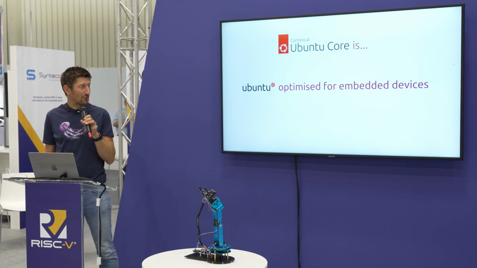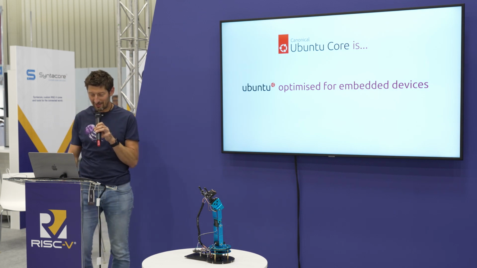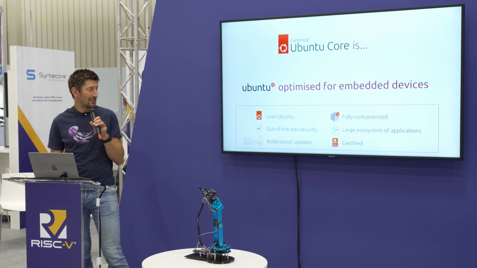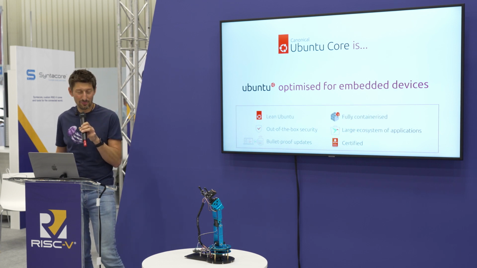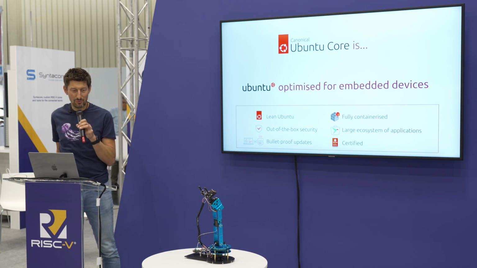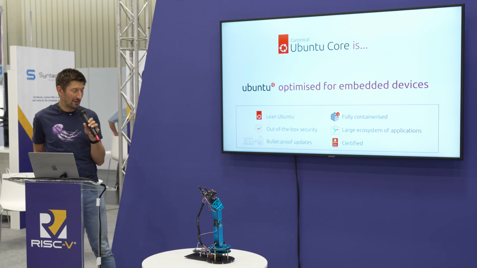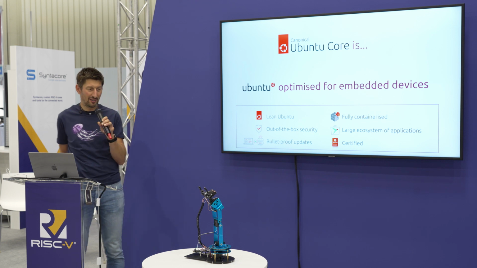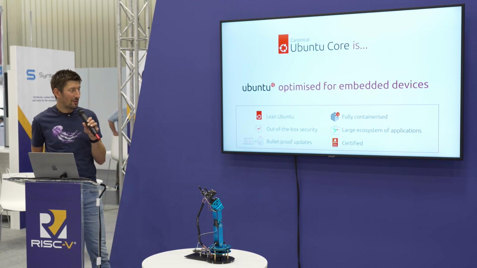And what is Ubuntu Core? It's optimized for embedded deployment. It's a lean version of Ubuntu. We have scaled down the version, so we are down to 200 megabytes for the install package, or smaller if you go to some other embedded deployments like on ARM systems and so on. It's fully containerized, so all the applications are running as containers on it.